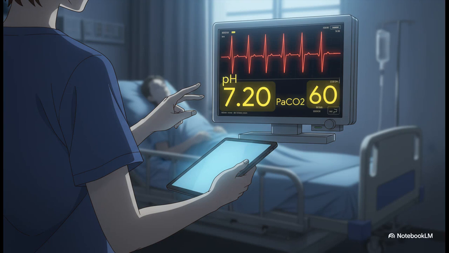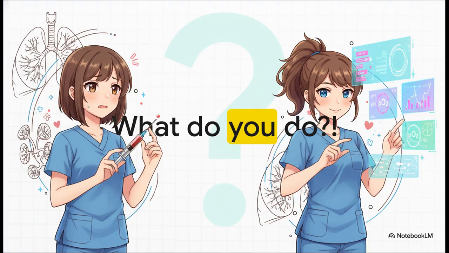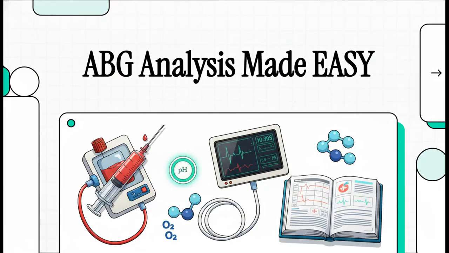Okay, picture this. You're at the bedside, your patient is getting harder to wake up, the monitor is beeping like crazy. And then the lab results flash on the screen, pH 7.20, PaCO2 is 60. You feel that knot in your stomach. What is your next move? I know, your heart just skipped a beat. But here's the thing, don't panic, because by the end of this, you are going to know exactly what to do. All right, let's do this.